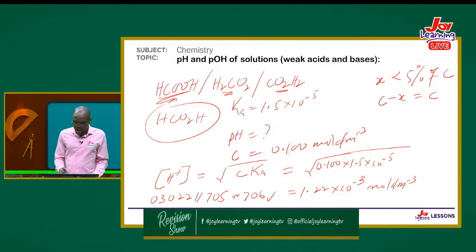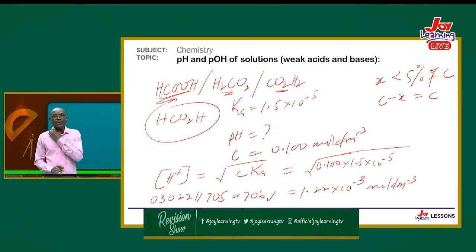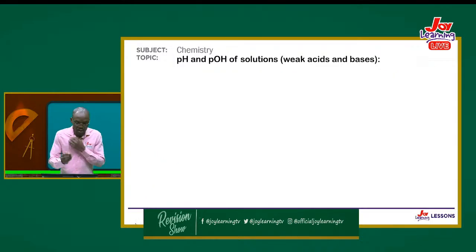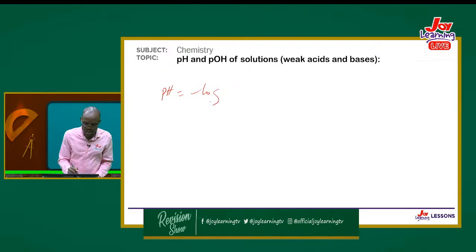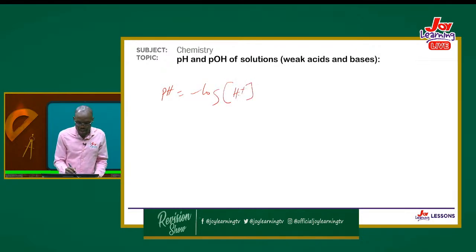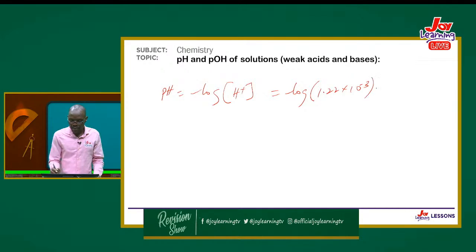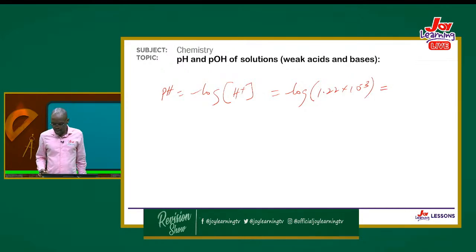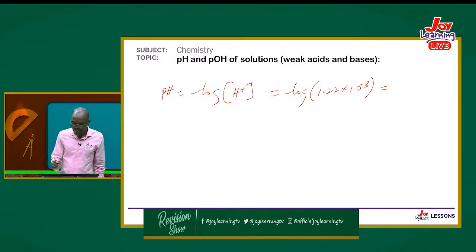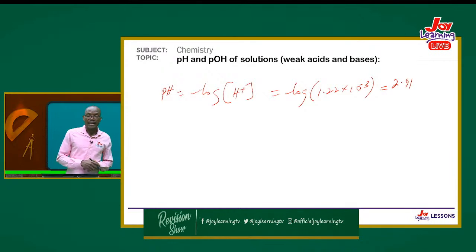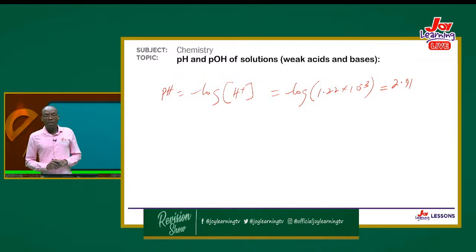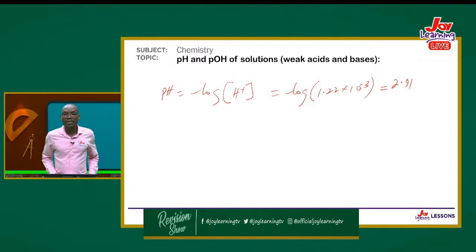So you can call in. Let's get interactive. Okay, so now I have the concentration of H plus ions to be 1.22 times 10 power negative 3 mol per dm cubed. So I know that pH equals negative log of the concentration of H plus ions. So I have negative log 1.22 times 10 power negative 3, and that gives me an answer. So the answer should give me 2.91. So that is my pH of the acid with concentration 0.1 and dissociation constant 1.5 times 10 power negative 5.